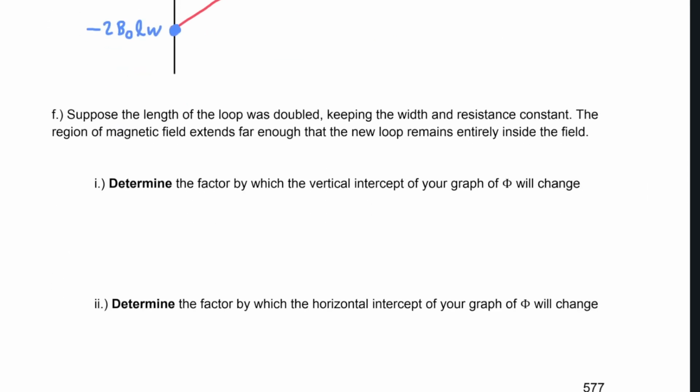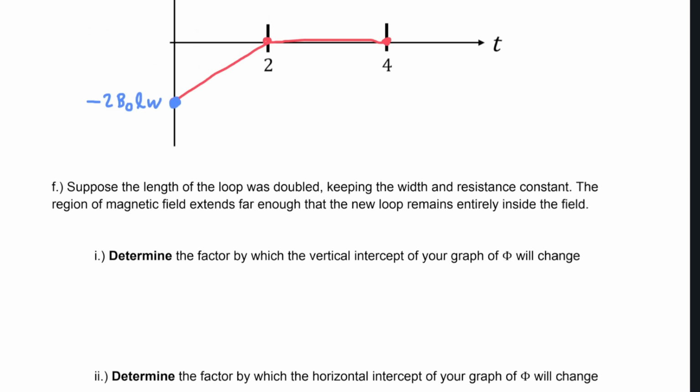Suppose the length of the loop was doubled, keeping the width and resistance constant, assuming the magnetic field still extends through the entire loop. How will the vertical and horizontal intercept change? So first, the length was doubled.